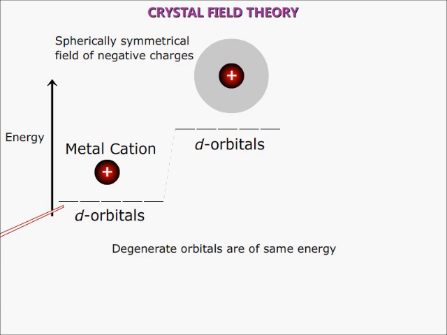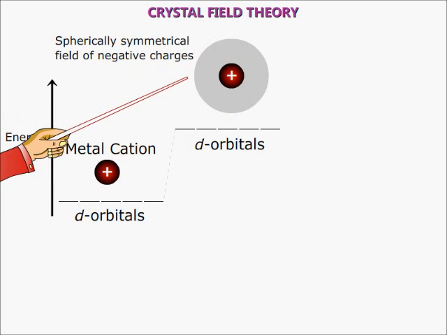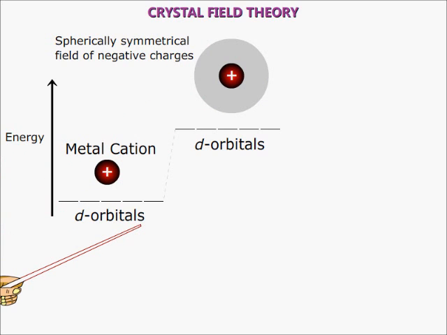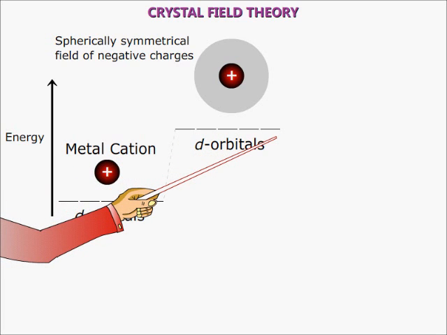These d orbitals are degenerate. When a spherically symmetrical field of negative charges approaches the metal ion, the d orbitals face electrostatic repulsive force and get energized. The degeneracy of the d orbitals is still maintained.